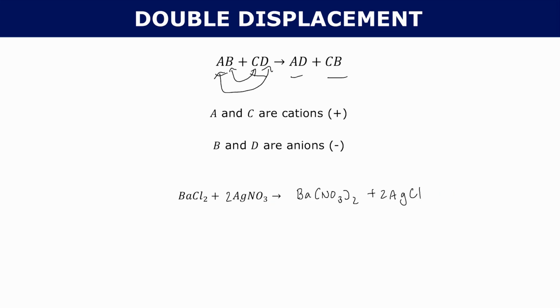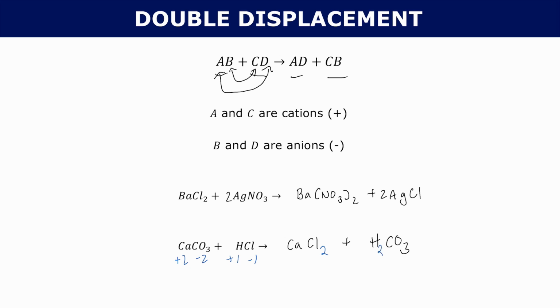Let's do one more. Let's try balancing out calcium carbonate with hydrochloric acid. So we know A and D are going together, so it's going to be calcium with chloride, and C and B, so we have H and CO3. The calcium has a charge of +2, the carbonate has a charge of -2, hydrogen has a charge of +1, and chloride has a charge of -1. So that means since we have calcium pairing up with chloride, we need a 2 on the chloride here. And since hydrogen is pairing up with the carbonate, we need to add a 2 here.